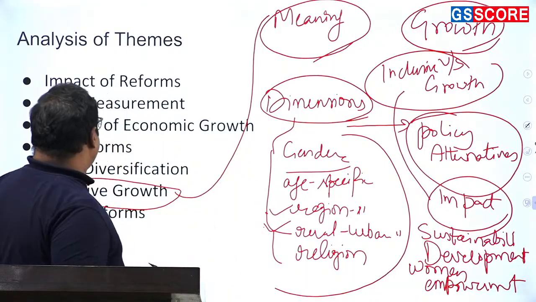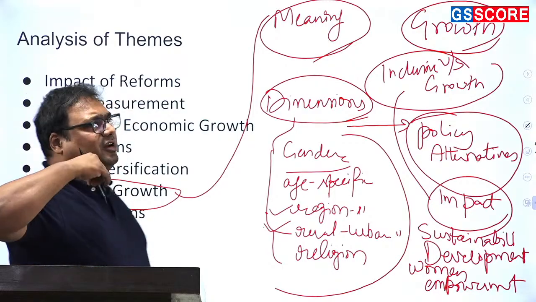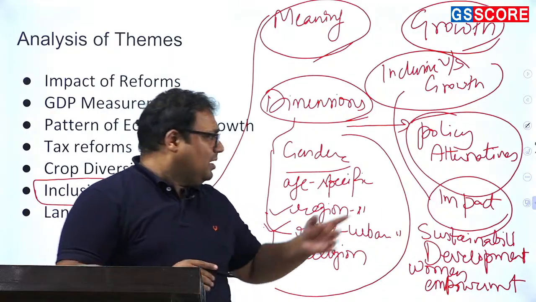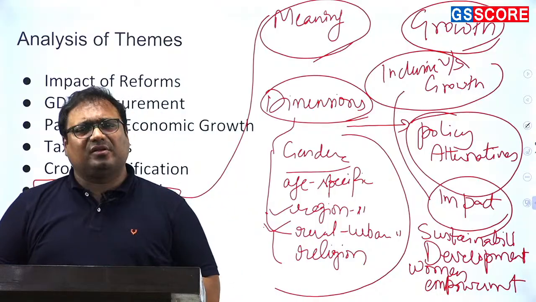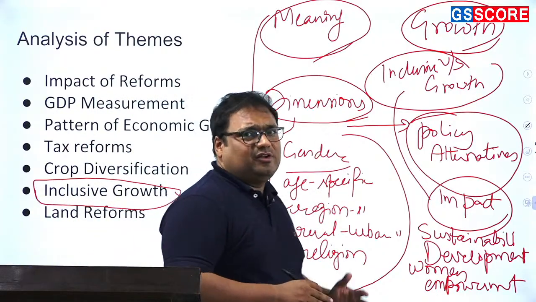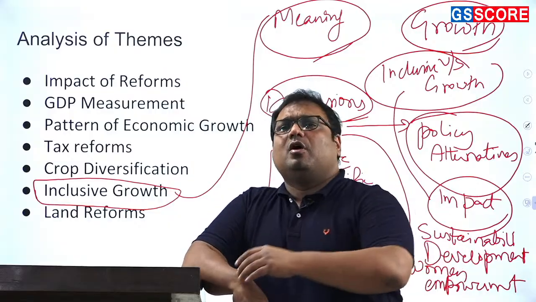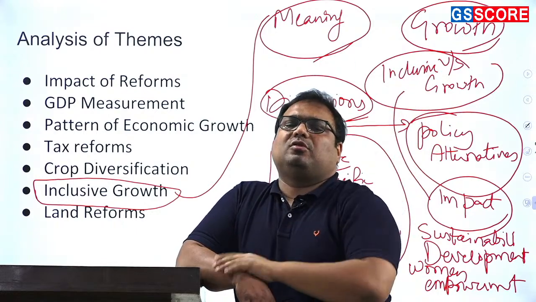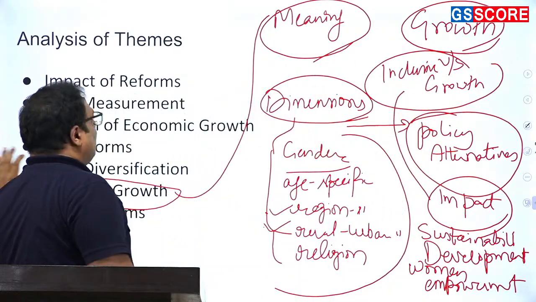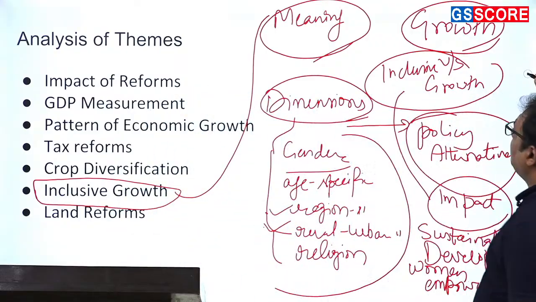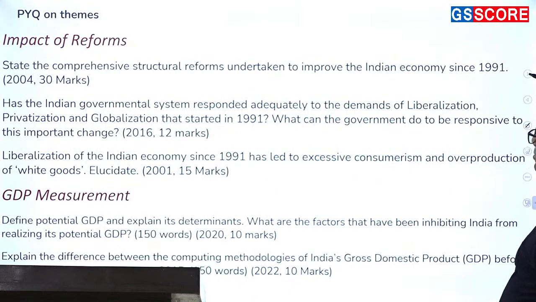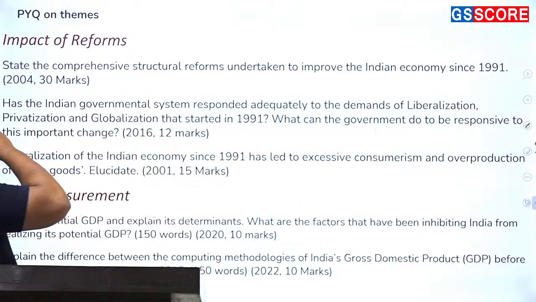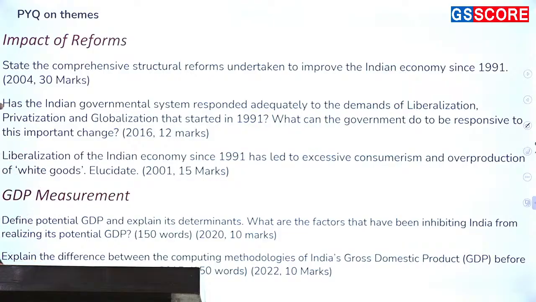So this topic, inclusive growth, you have to study together with various other phenomena. Is sustainability related to it? Is gender empowerment, women empowerment related to it? Is it related to urbanization? Is it related to slums? So when you set the dimensions in your mind this way, then you can attempt any question on inclusive growth. Okay, now we've looked at enough of these approaches. Let us look at some of the questions. So if we look at the PYQ on themes, then impact of reforms. This is something you can see.